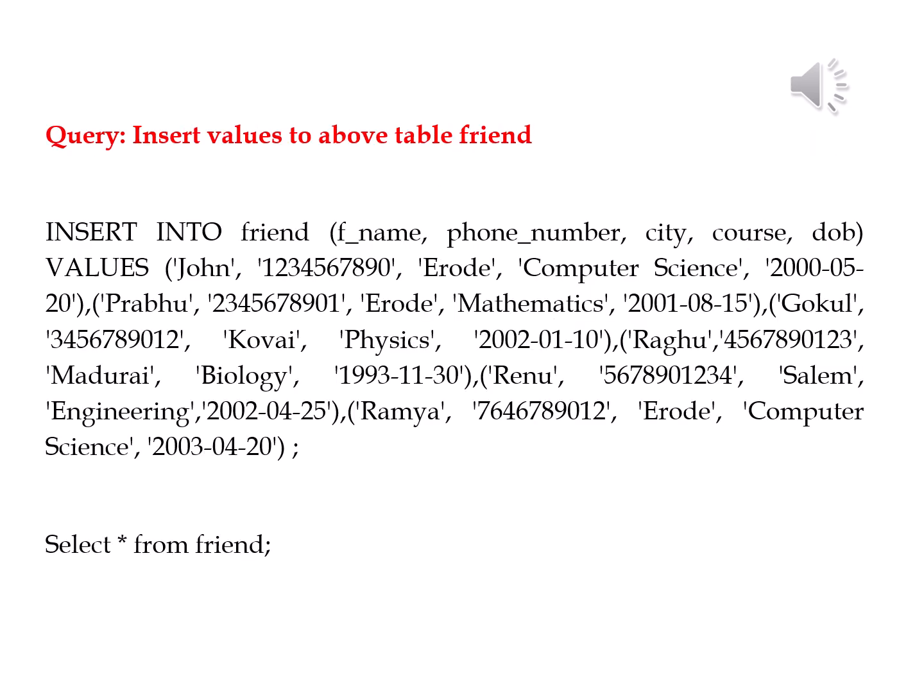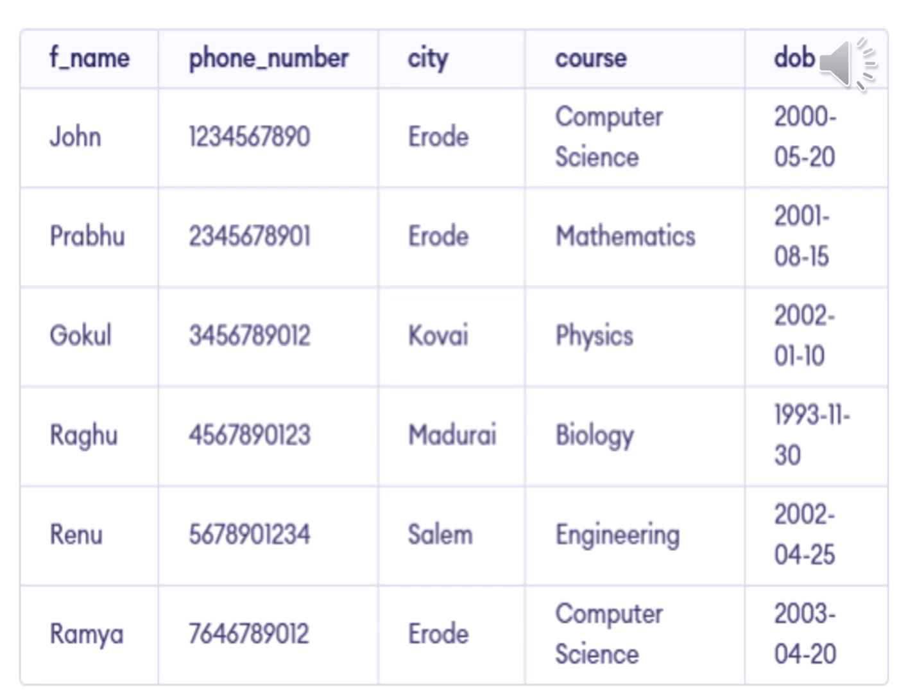This is the query to insert some values to the table friend. Insert into is the keyword and friend is the table name, and we are going to insert values for first name, phone number, city, course, and date of birth, with the values separated by parentheses. Each parenthesis is one row's values. After that we are using a select statement to view the values of the table. This is the output of the select statement, which returns all the rows of the table friend.